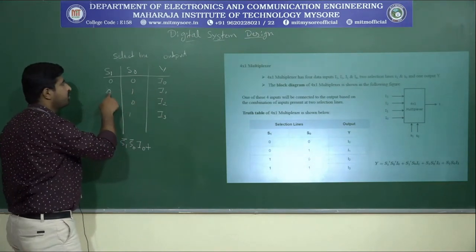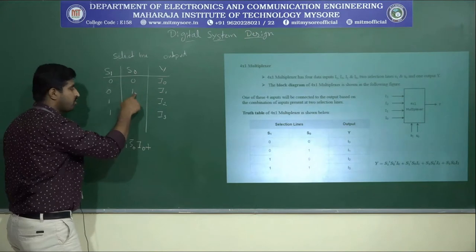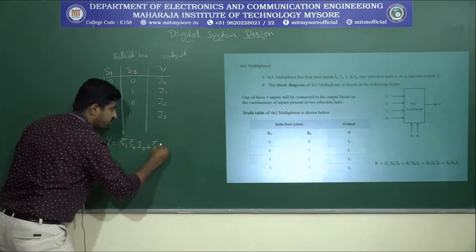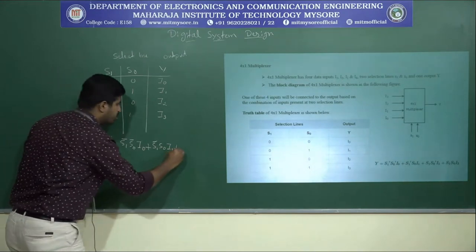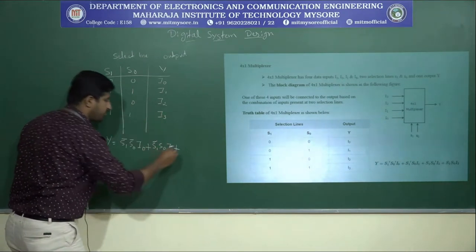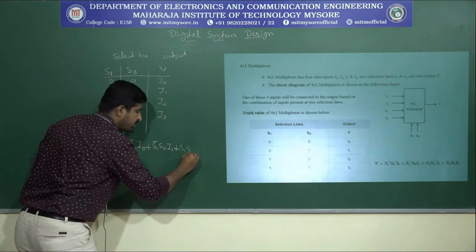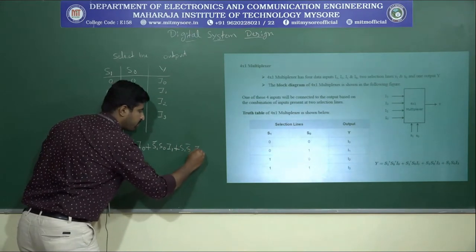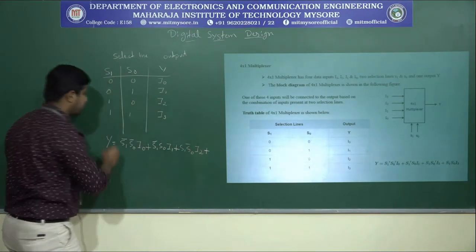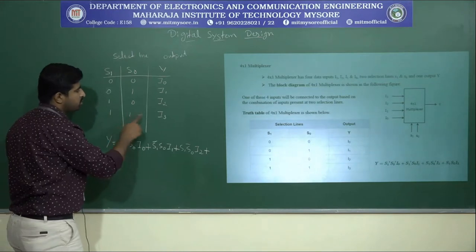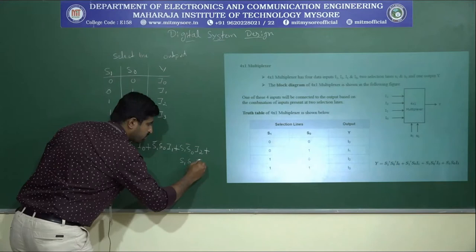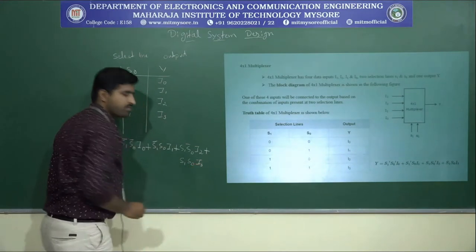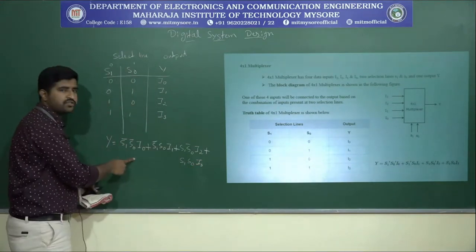So S1 is 0 and S0 is 1. This corresponds to S1 bar, S0, I1. Next, 10 I2, that is S1, S0 bar, I2, plus S1 S0 with I3, that is S1, S0, I3. Okay, so this is the switching equation.